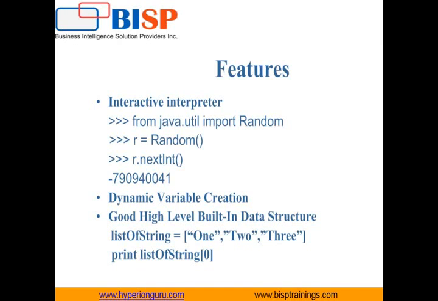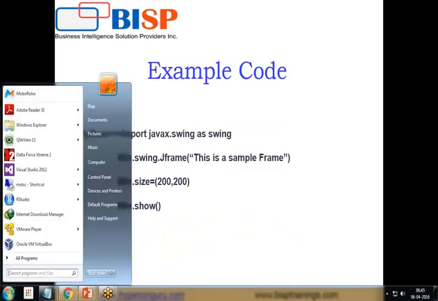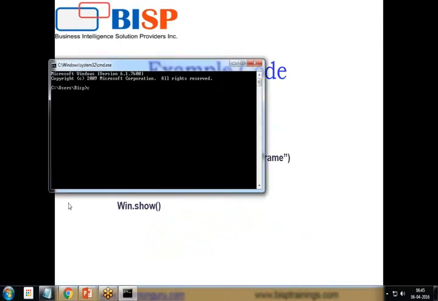So let's take an example of Swing. In order to do that, I'll just open the command prompt, change the directory, and set the directory to Jython 2.2.1, because I'm using this version. And to run the Jython interface, I simply type the command here, jython, and you can see the Jython interface is running now.